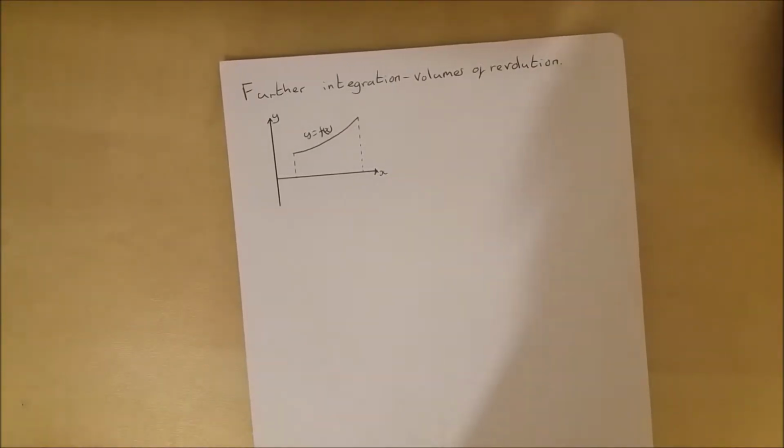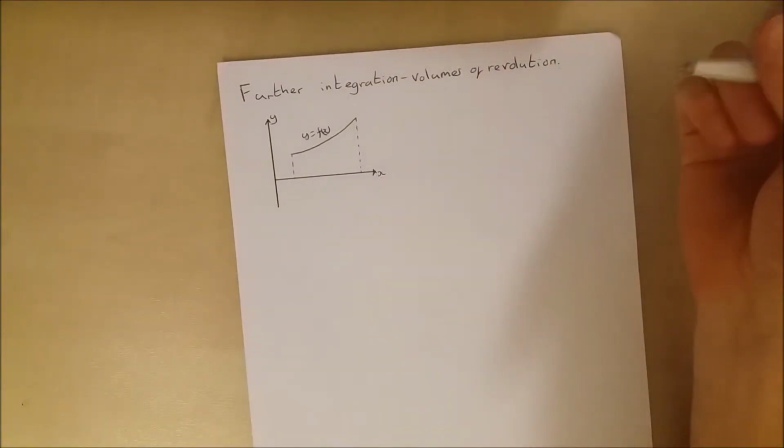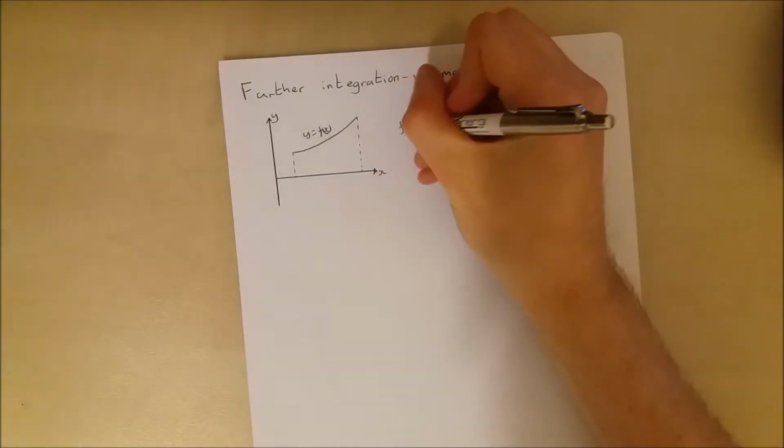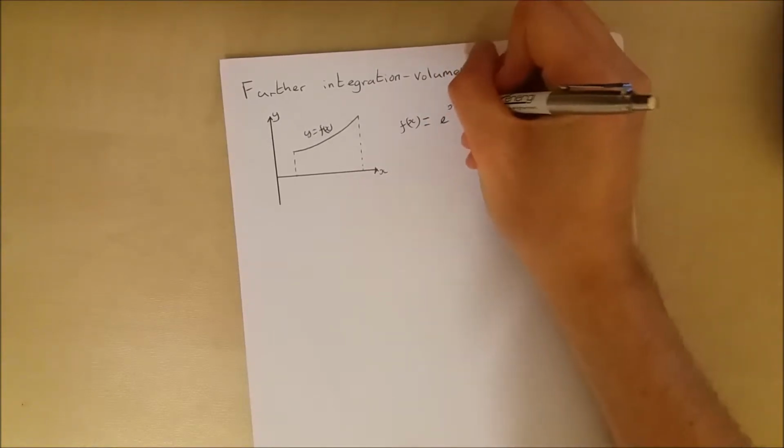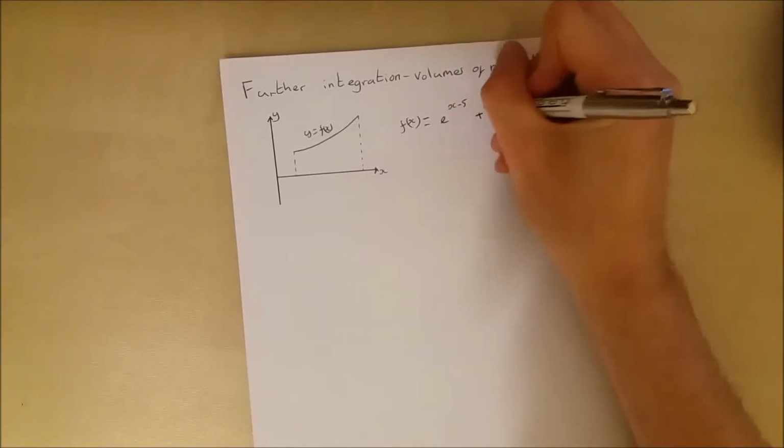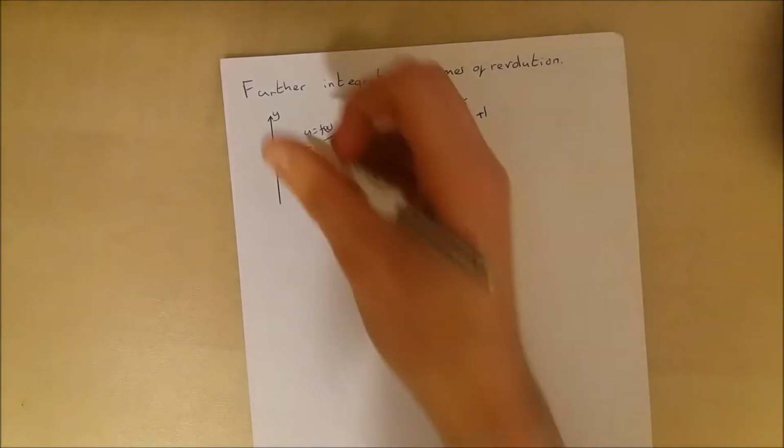In this video I'm going to discuss further integration, and that's volumes of revolution. A function can be rotated around an axis to make a 3D solid, and this solid is called a volume of revolution. The first example I'm going to do is the rotation of this function around the x-axis, where f of x is equal to e to the x minus 5 plus 1, and that's going to be between 3 and 5.